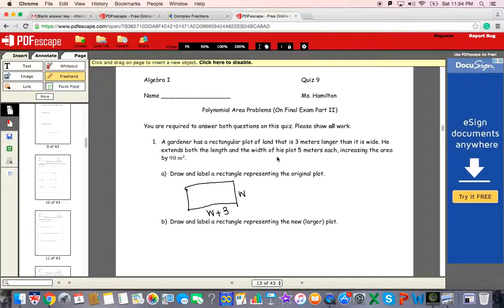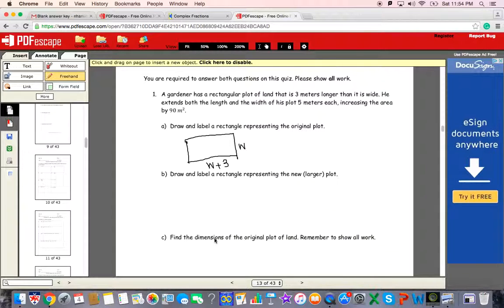All right. Then this gardener is feeling pretty ambitious. He decides to extend the length of his plot and the width of his plot by 5 meters each. So drawing the larger plot, just pretend it's much larger here. Everything gets extended by 5 meters. So W gets extended by 5 meters, and W plus 3 also gets extended by 5 meters. I can go ahead and write this W plus 3 plus 5 as W plus 8.